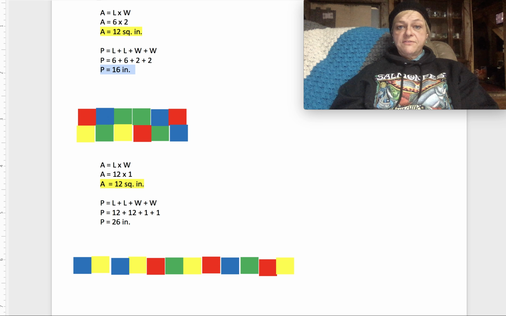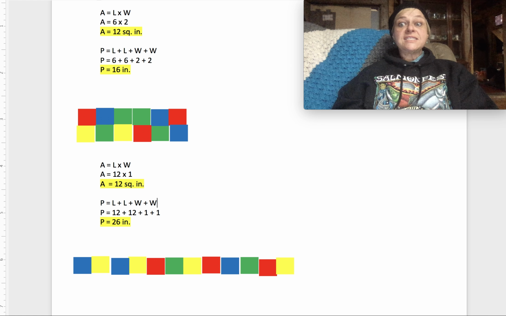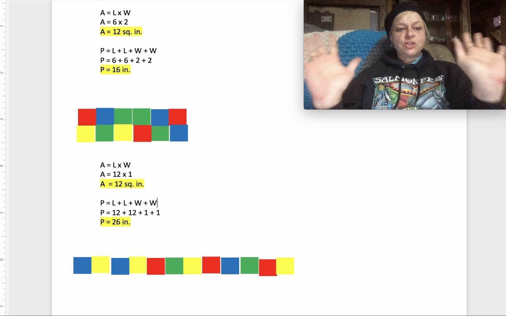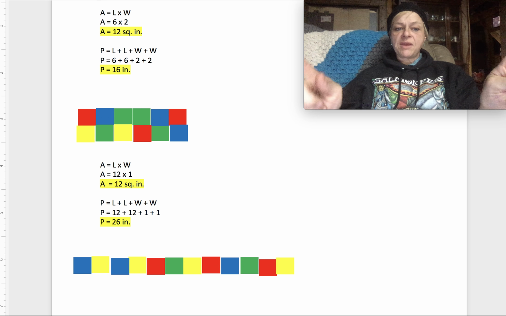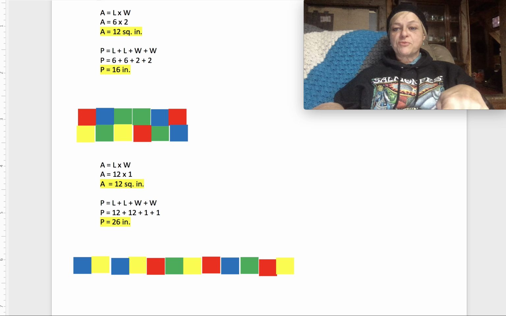Can they have different perimeters? Let's find out. The perimeter of that first shape was 16 inches, and the perimeter of the second shape is 26 inches. So there you have it, folks. The answer to our investigation is yes, a big yes. Two different shapes can have the same area and different perimeters.